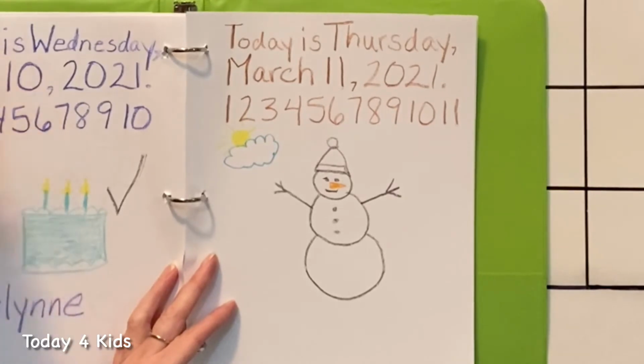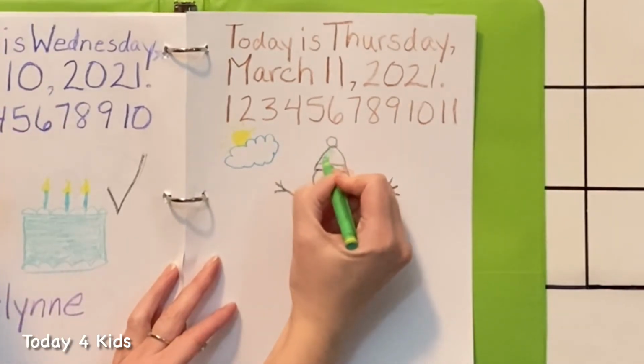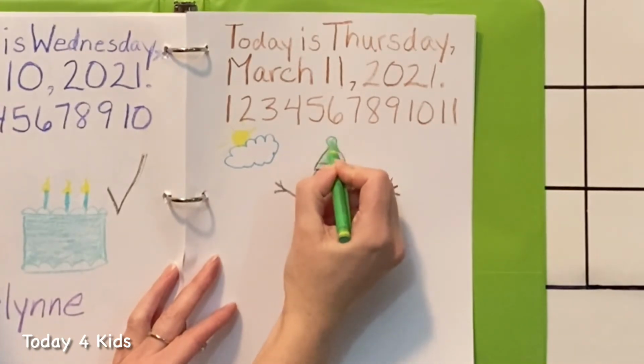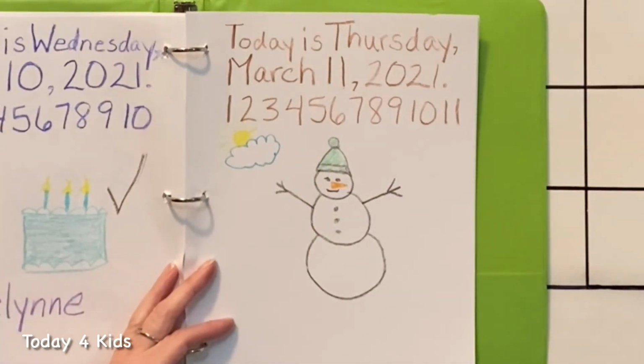And I think maybe he's going to have a light minty blue kind of colored toque on today. So that's my snowman that I'm going to make today.